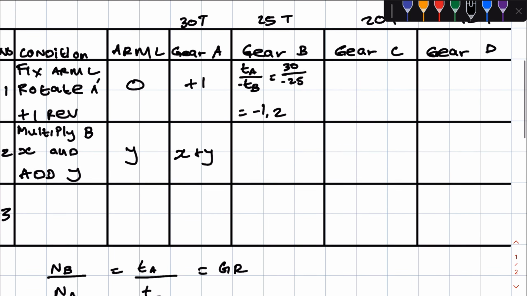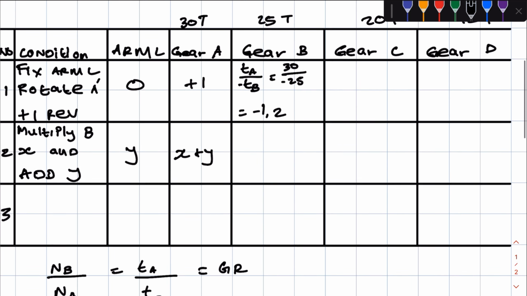And then for gear D, we still have TA over TD. The direction: C is going clockwise, meaning D is going anti-clockwise, so this will be negative. So you have 30 over minus 15, which is minus 2. So that's the first condition complete.